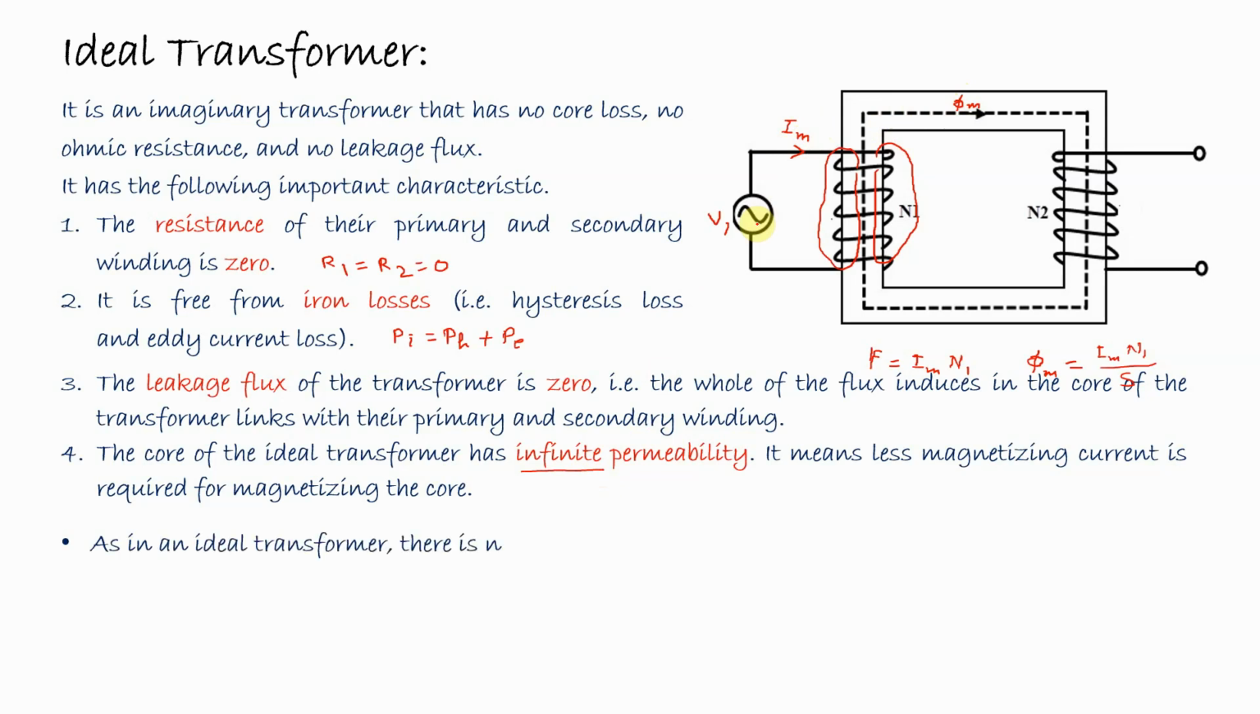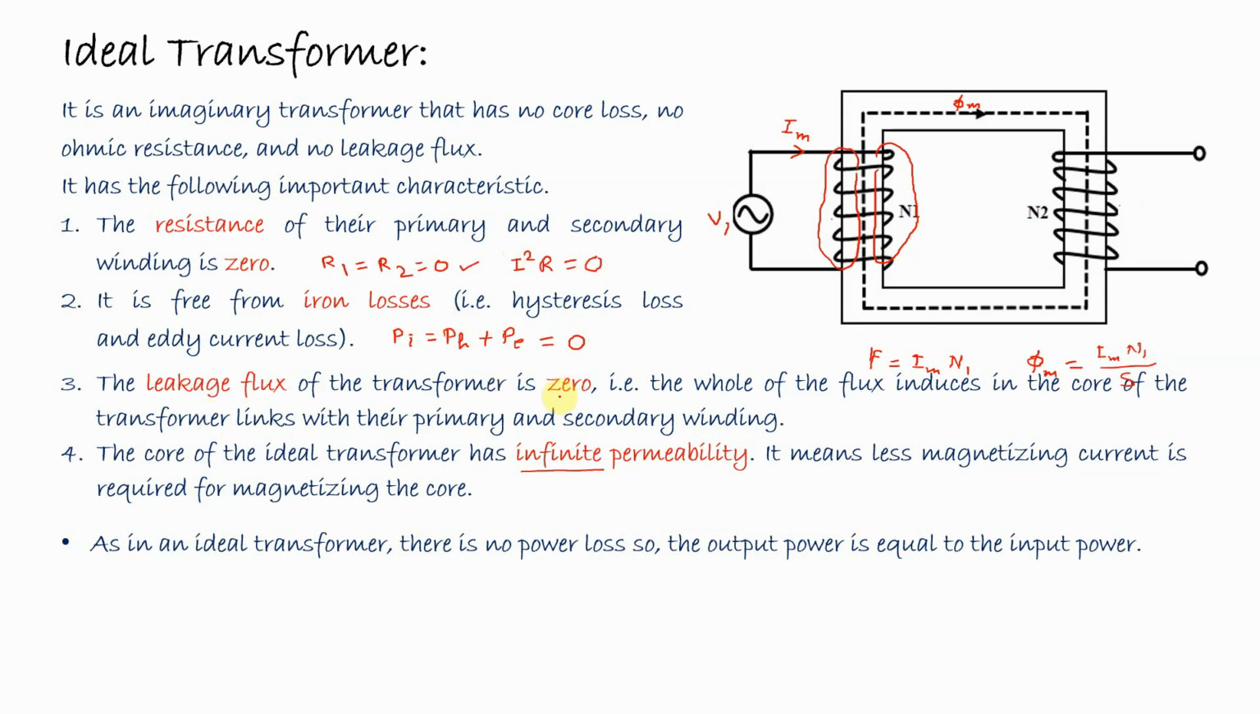As in case of ideal transformer, there is no power loss, so the output power is equal to the input power. Here we have considered there is no resistance, so there will be no I square R loss. So the I square R loss in primary as well as in the secondary side will be zero. There is no hysteresis loss and no eddy current loss. That means there will be no iron losses.